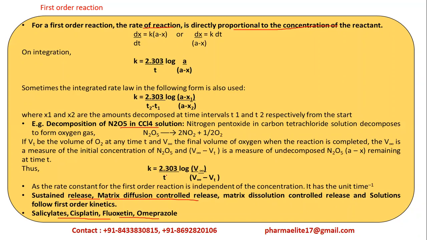Also, what are the units for first order? For a first order reaction, the units are time inverse. So as the rate constant, what you are asked here is that the rate constant is independent of concentration. So its units will be time inverse. That is, you can write it as second inverse, because the rate constant, that is K, is independent of the concentration.